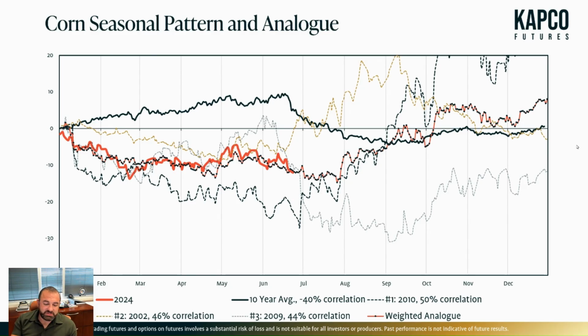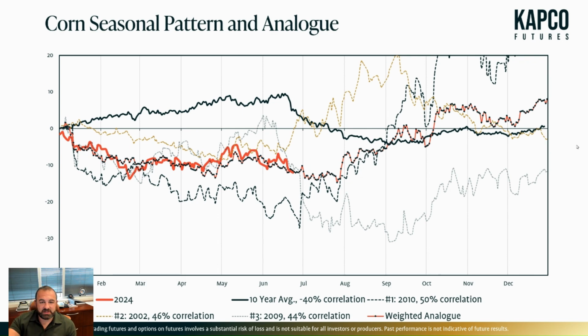This is probably the most interesting one for me. With the 10-year pattern on corn, the normal seasonal pattern that we all have paid attention to forever and ever, we have a minus 40% correlation. So it's garbage, right? We don't want to use anything that has a low correlation, let alone a negative correlation. So we build these analogs, right? We say, what are the most highly correlated years? And then we build a composite that gives us a weighted average of the three most highly correlated years.